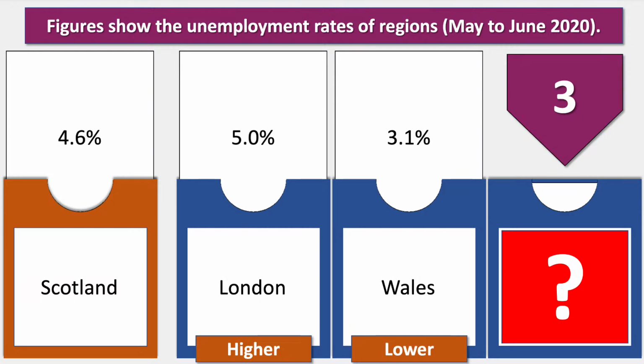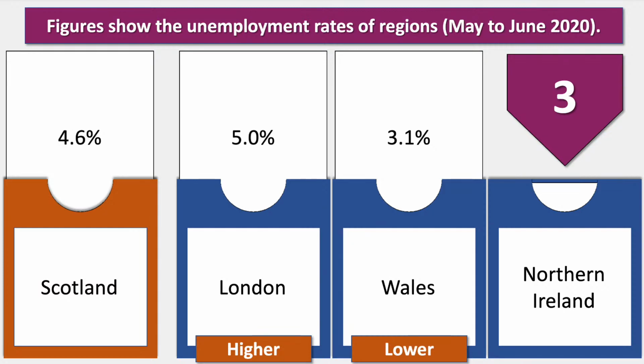3.1%, so it's lower. Now, this is a really interesting one because in Wales, it's got a lower unemployment rate, but actually it's because there's been an increase in the level of economically inactive people. So actually an increase in people of working age who can't work, maybe due to long-term illness or things like that.